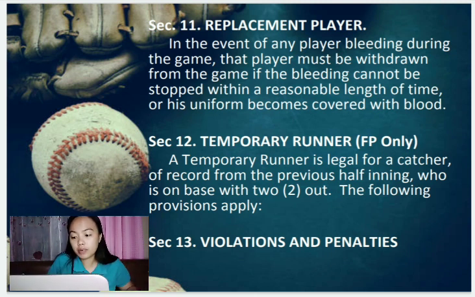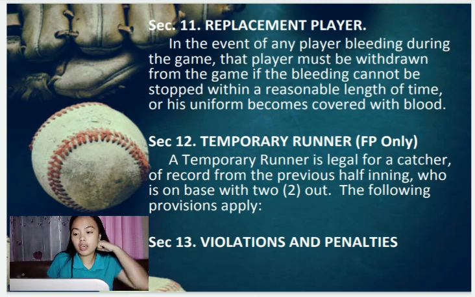Section 13, the violations and penalties. First, team members shall not make disparaging or insulting remarks to or about opposing players, officials, or spectators, or commit other acts that could be considered unsportsmanlike conduct. So team members, spectators, and committees are not allowed to insult players, because it will be called unsportsmanlike.